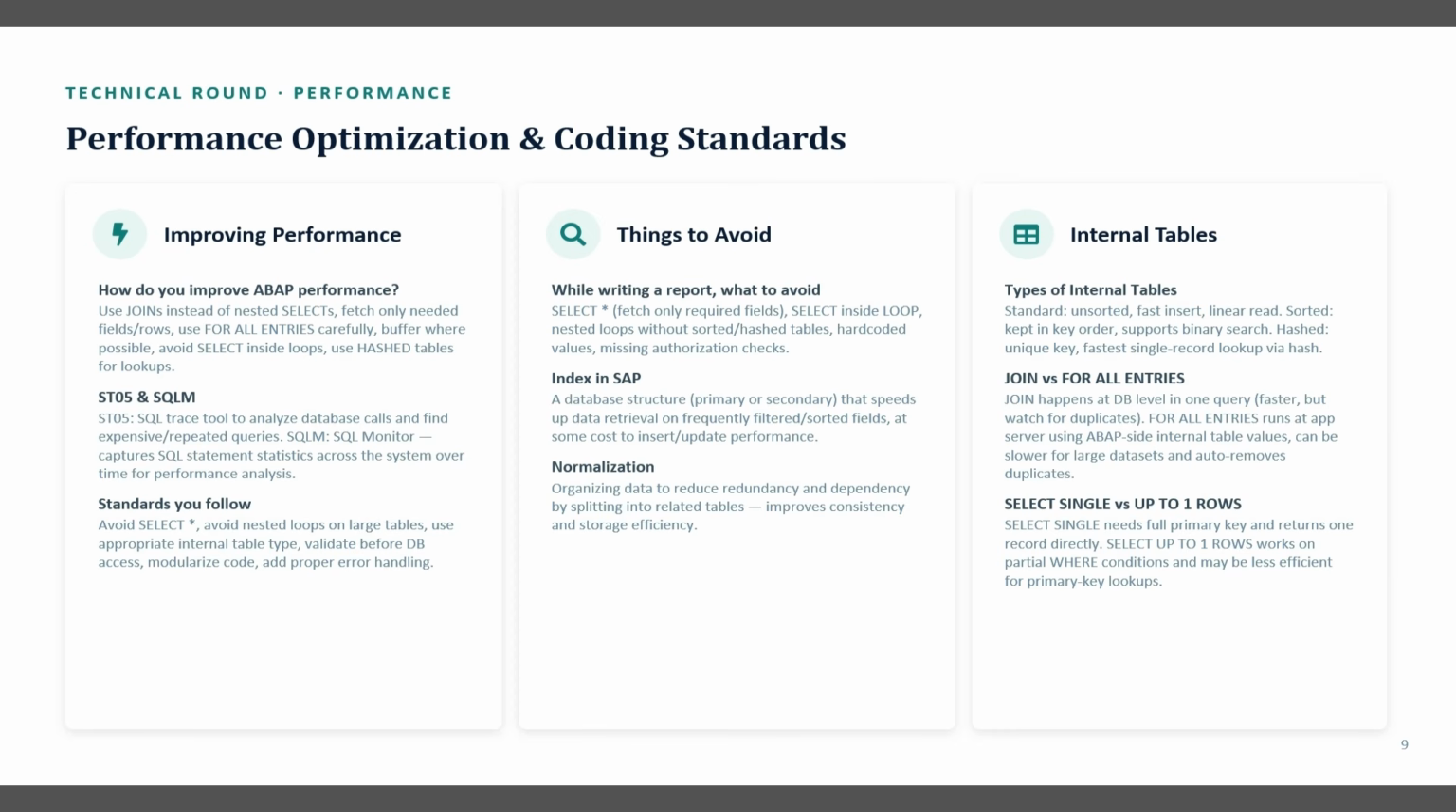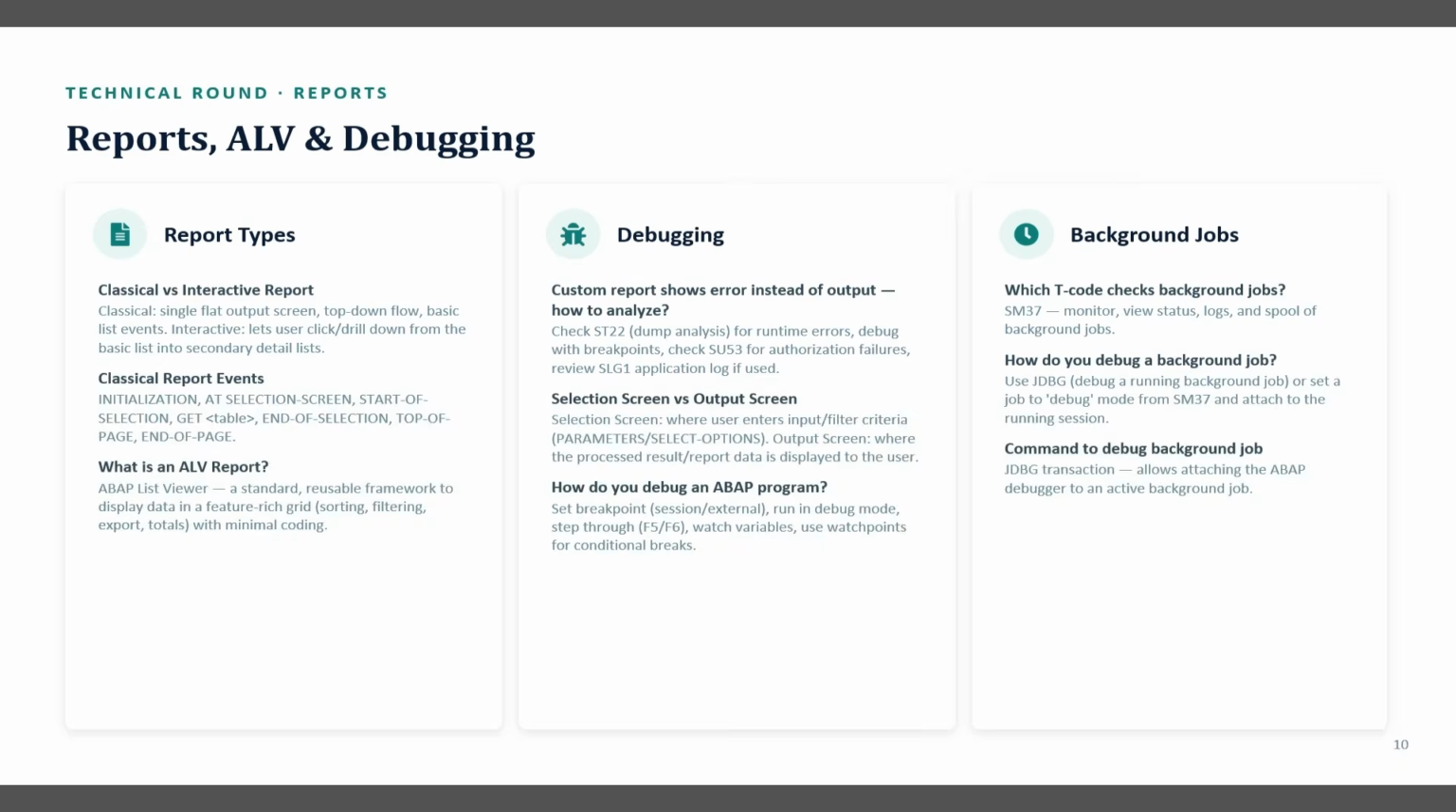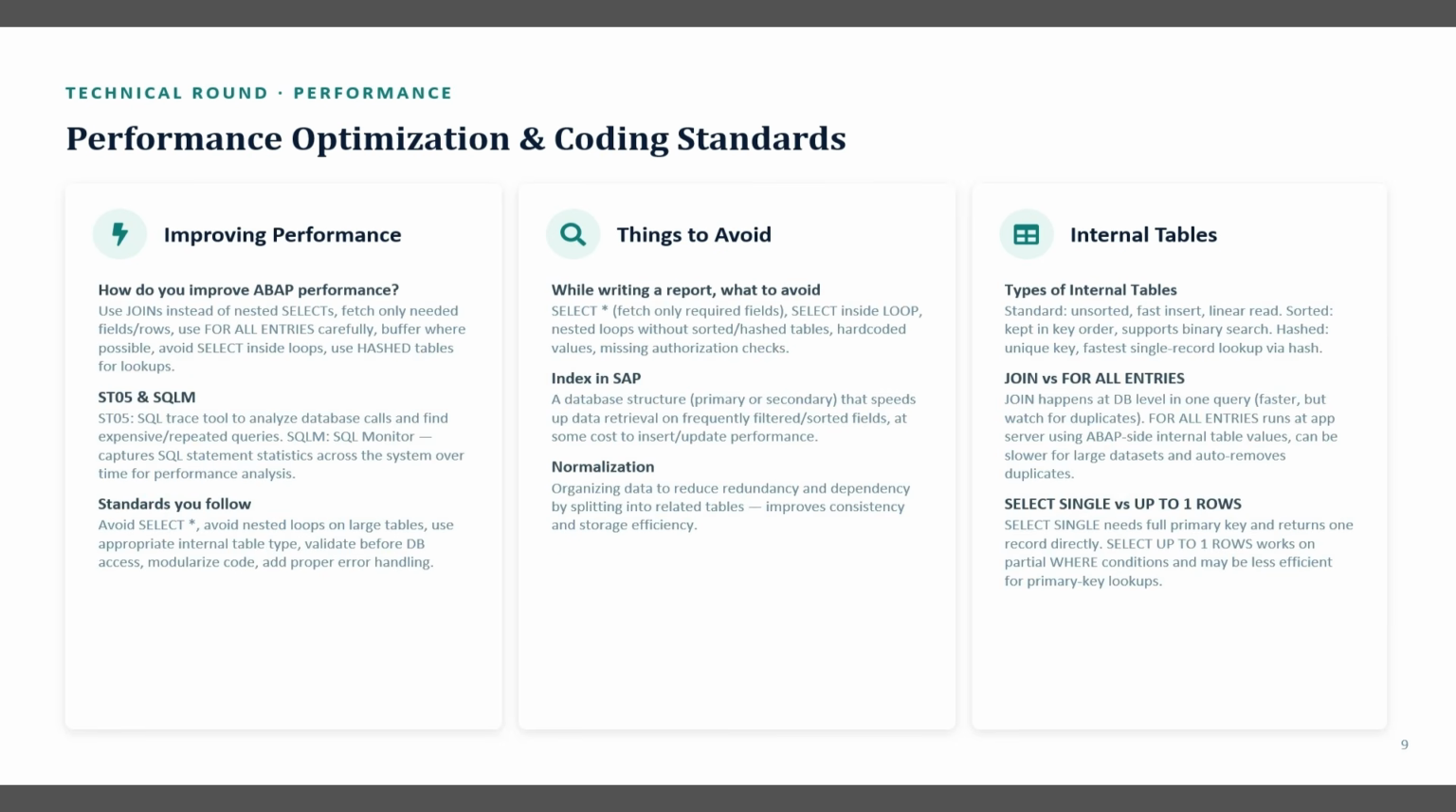A join happens entirely at the database level in a single query, which is usually faster, but you need to watch out for duplicate rows. For all entries runs using data already in your ABAP internal table, which can be slower for large datasets, though it does automatically remove duplicates.